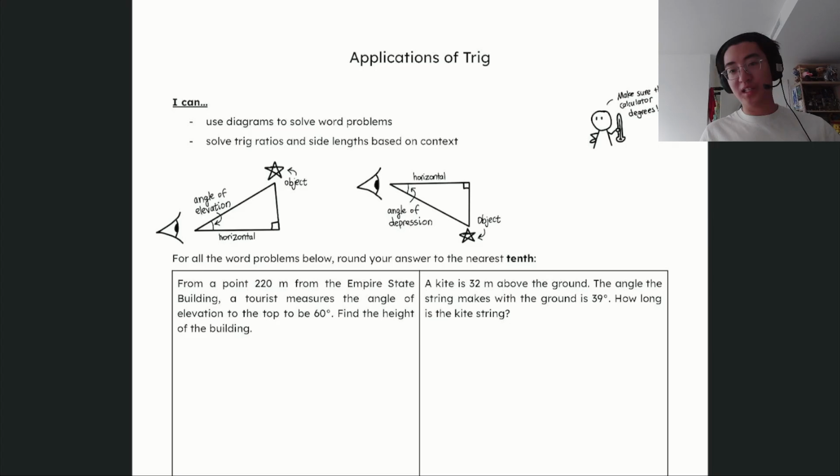So for the last few lessons, we worked a lot with trigonometry, right? We worked with finding the angle of a triangle and finding the missing side length of a triangle. So now this time, instead of actual triangles, we are going to put it into word problems. So we're making our own triangles in a way.